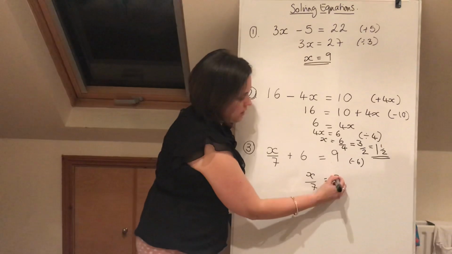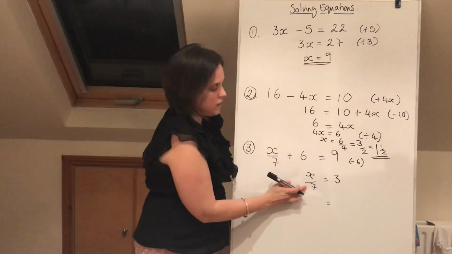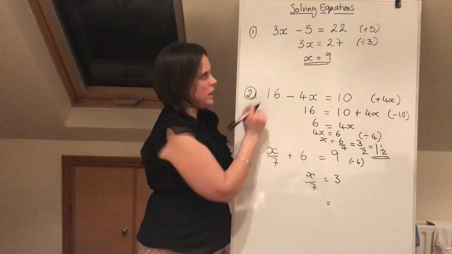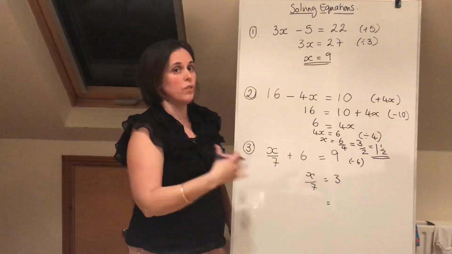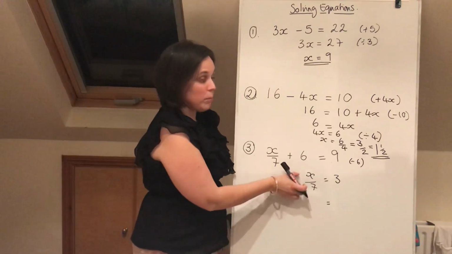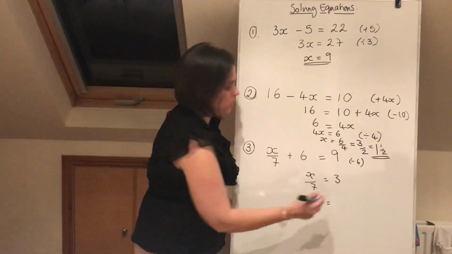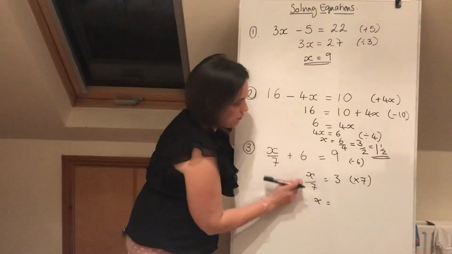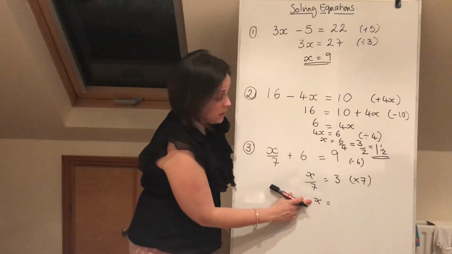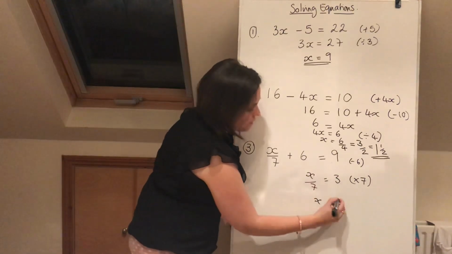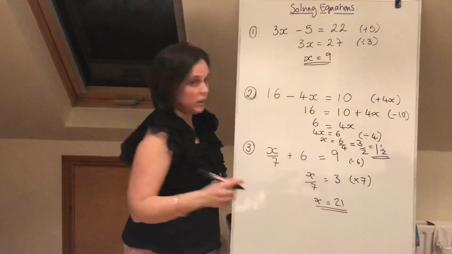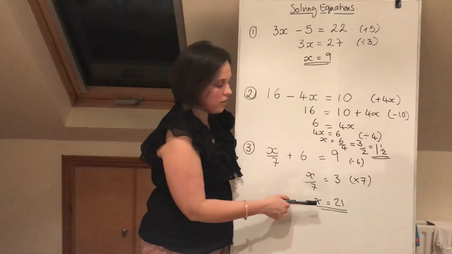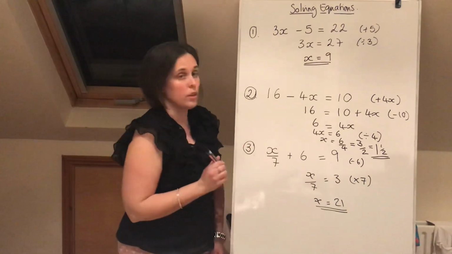9 take away 6 is 3, and if we have x divided by 7 is equal to 3, okay, a bit similar to this, we had 4x equals 6 or 3x equals 27. We divided to do the inverse operation. This time we've got to divide, so the inverse operation of divide is to multiply. So we're going to multiply by the 7, and if we multiply by 7, we just get back to where we started with the x, and so 3 times 7 is 21. Another way of thinking about it, what number when you divide by 7 gives you the answer 3? Well, the answer is 21, and that's how you solve simple equations.